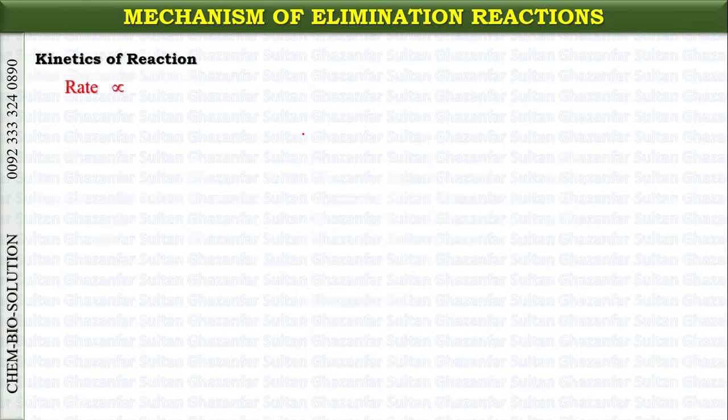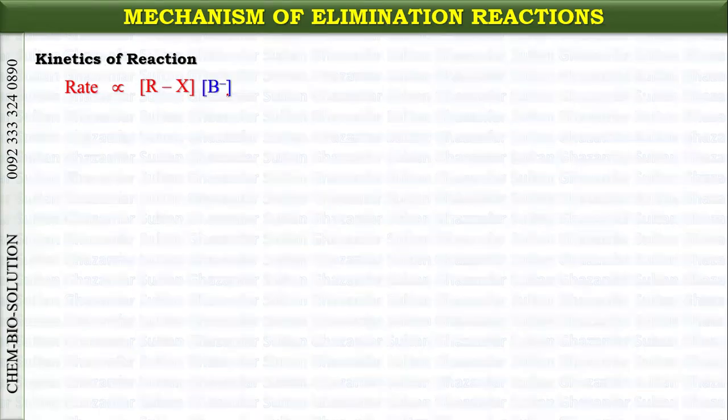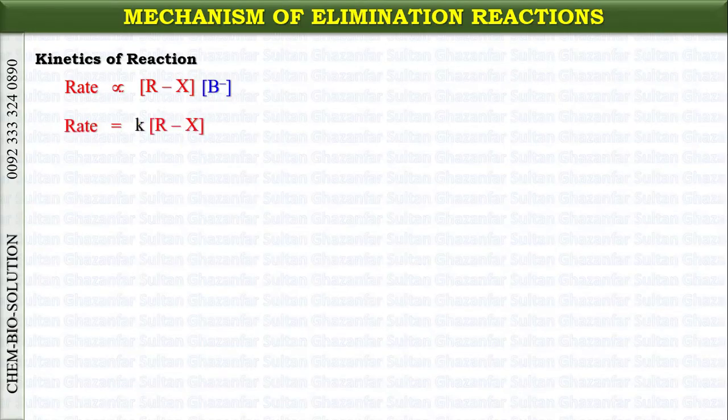Kinetics of the reaction: this is a bimolecular reaction. Its rate depends on alkyl halide as well as the base. When you remove the sign of proportionality, then there would be the rate constant. And this is as it is because it depends on the concentration of both the alkyl halide and the base.